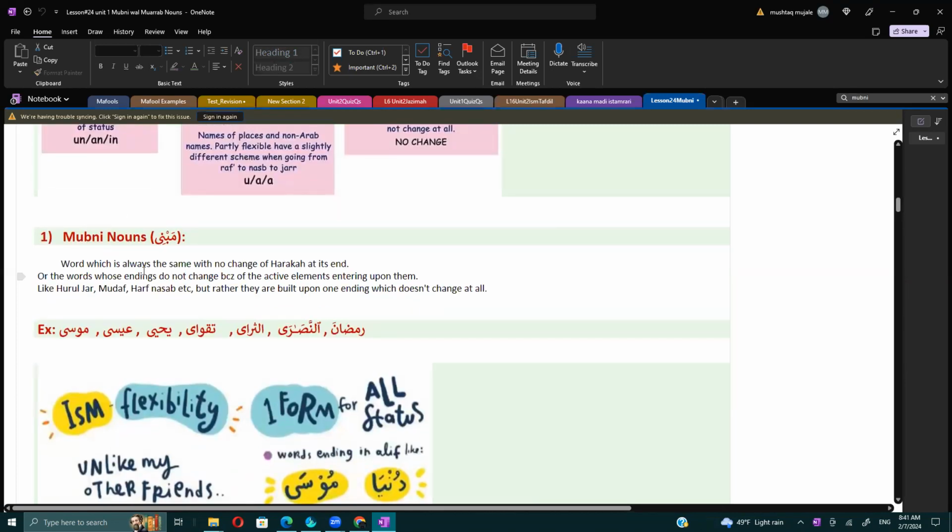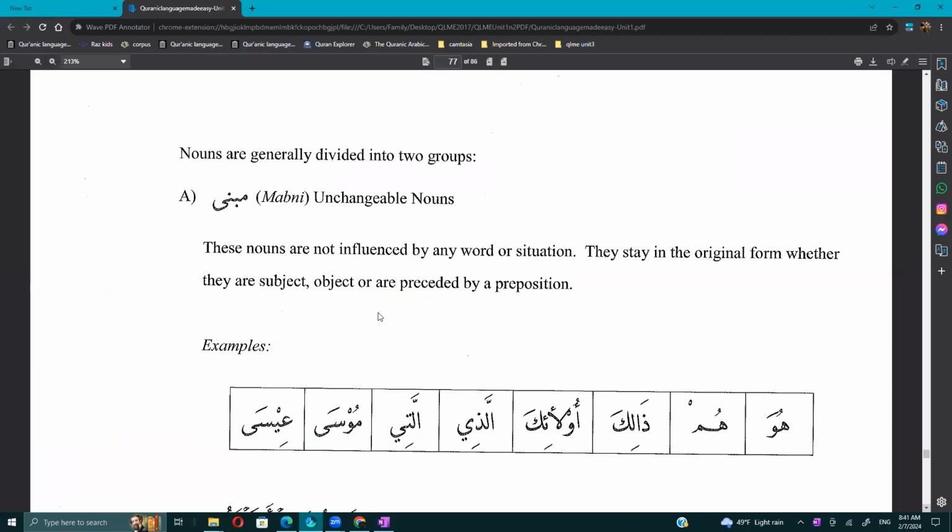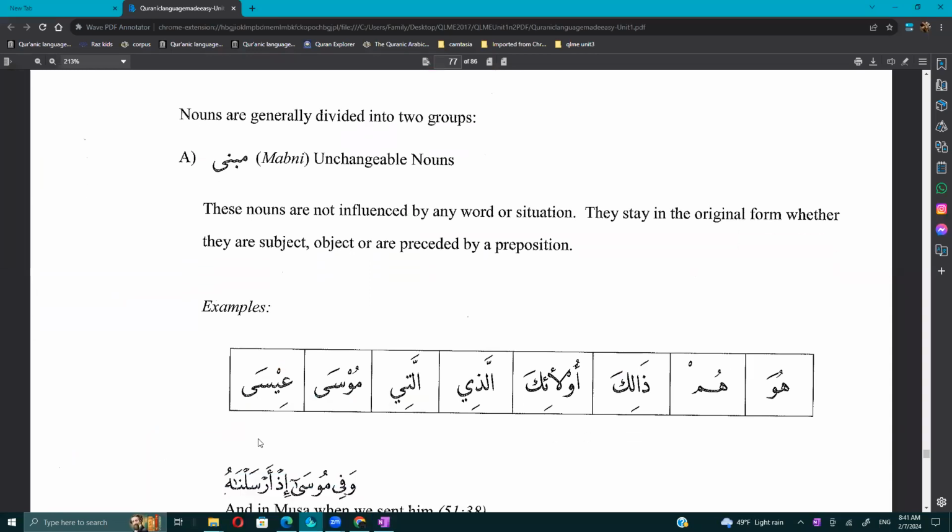Words which are always the same, with no change of haraka at their end, are called mabni. Those are words whose endings do not change because of the active elements entering upon them, like huruful jar, or mudaf, or harf nasab. Rather, they are built upon one ending which doesn't change at all. For example, we have Isa. If before it you have min, it will not become Isi.